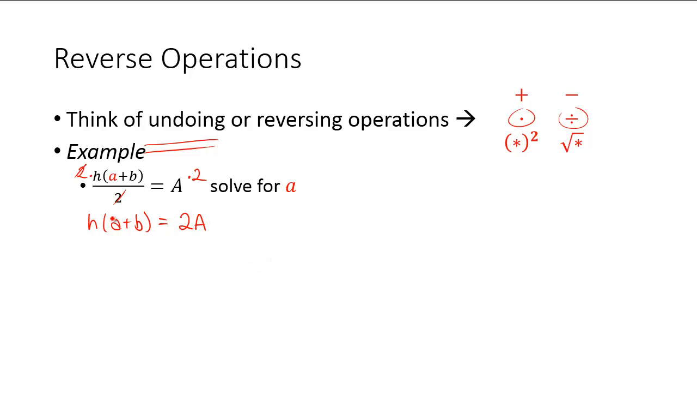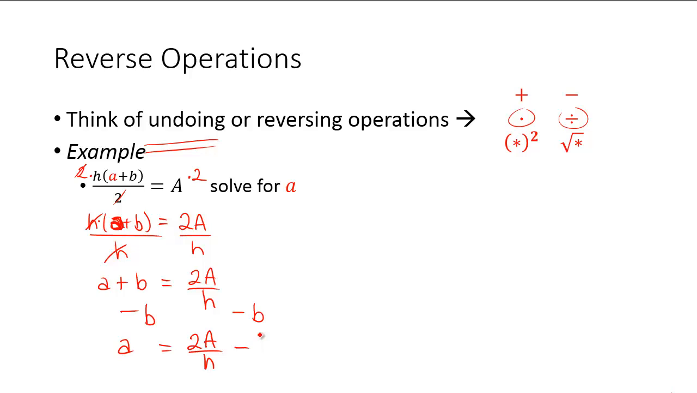Okay, next step, we still want a by itself. So what do we need to peel away next? Well, the next thing that's last on the outer edge here is multiplication by h. So how do we counteract that? Multiplication will be counteracted with division by h, leaving us with a plus b is equal to 2A over h. And then you just want a by itself, so the last thing that's bothering it is the plus b. To counteract that, we can subtract b from both sides, leaving us with a equals 2A over h minus b.